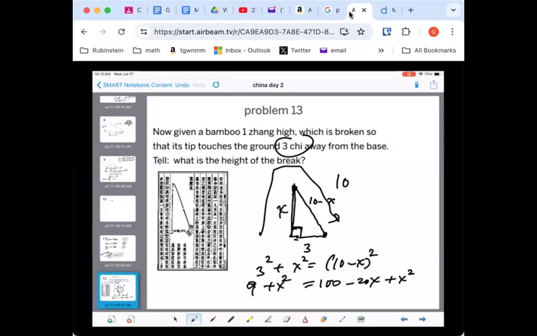The x squareds cancel out. The 20 moves over to the left. The 9 moves over to the right. And you divide both sides by 20. If you want, you could say it's 4 and 11/20.